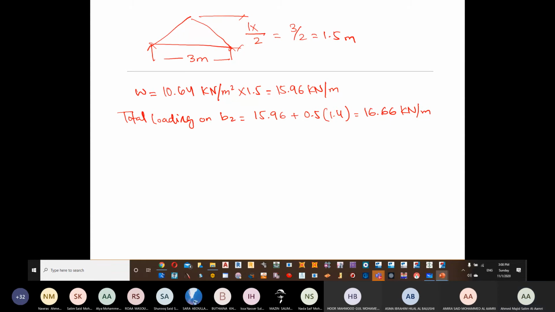Okay. Are we clear about the triangle? Are we clear about beam number 2 on the triangle?